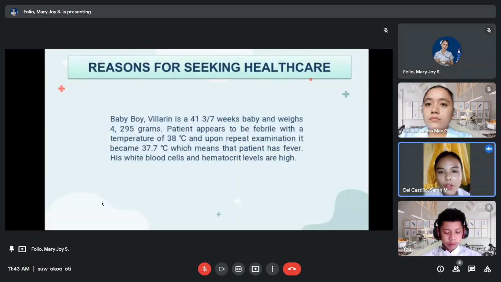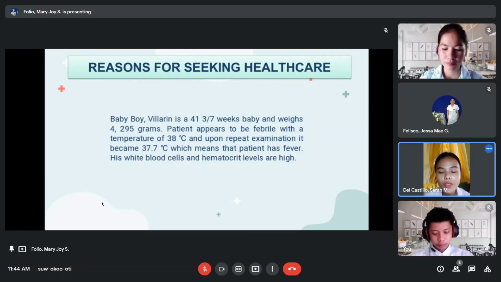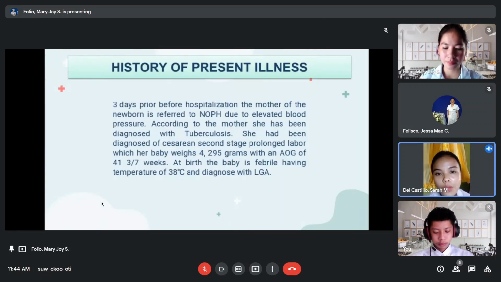So, reasons for seeking healthcare. Baby boy Villarin is a 41.37 weeks baby and weighs 4,295 grams. Patient appears to be febrile with a temperature of 38 degrees Celsius, and upon repeat examination, it became 37.7 degrees Celsius, which means that the patient has fever, and his white blood cells and hematocrit levels are also high.